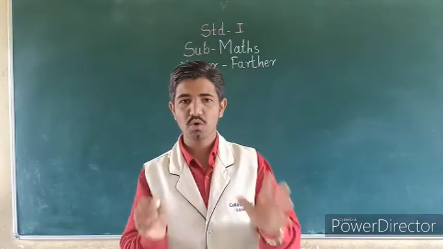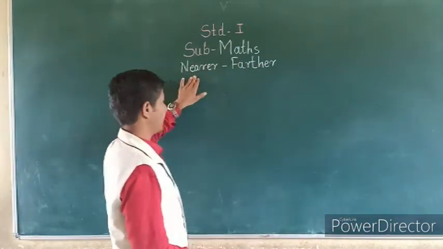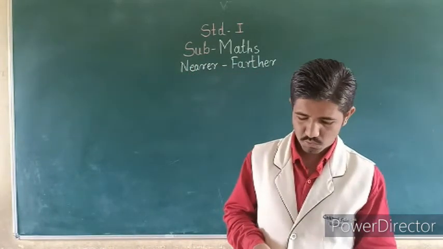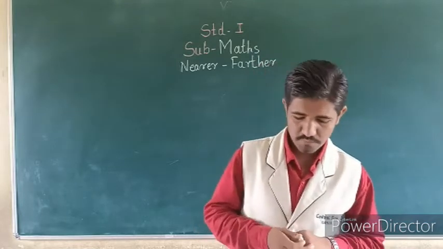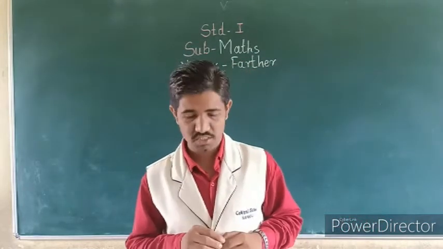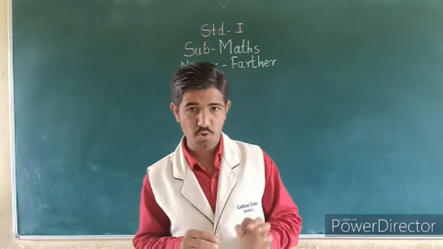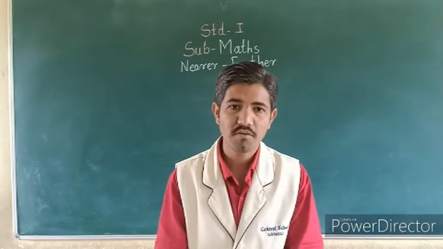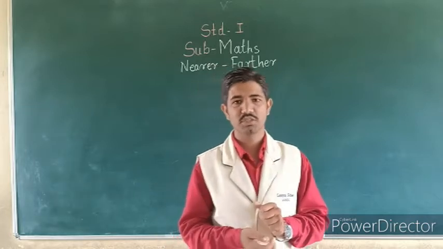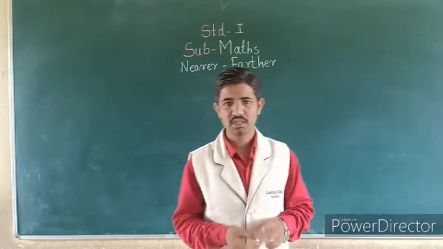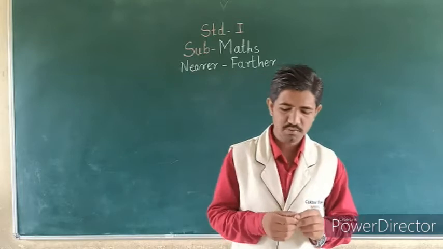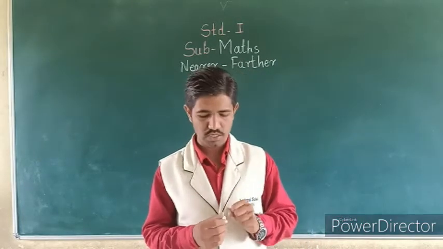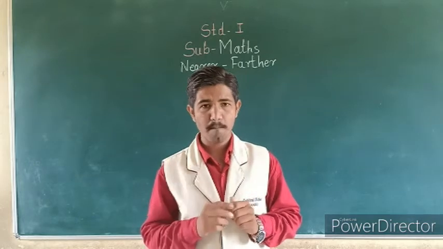So today we are going to learn about nearer and farther. Listen carefully to what is meant by nearer and what is meant by farther. All of you open page number 6 in our textbook now. Very good. Page number 6, nearer and farther. See the first picture. In this first picture, what do we see? There are two trees, one house and two birds.